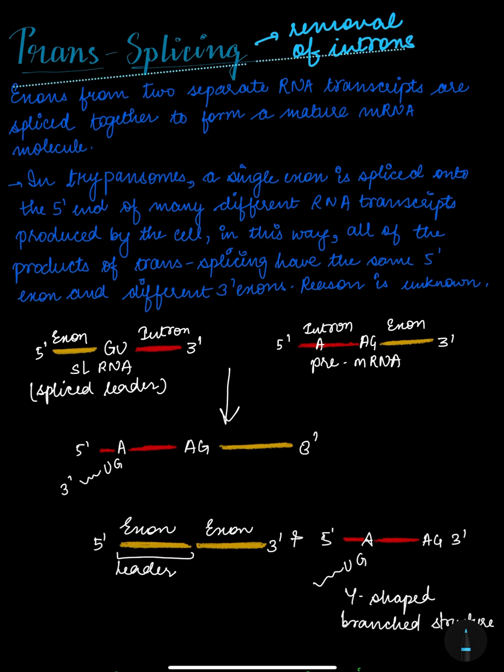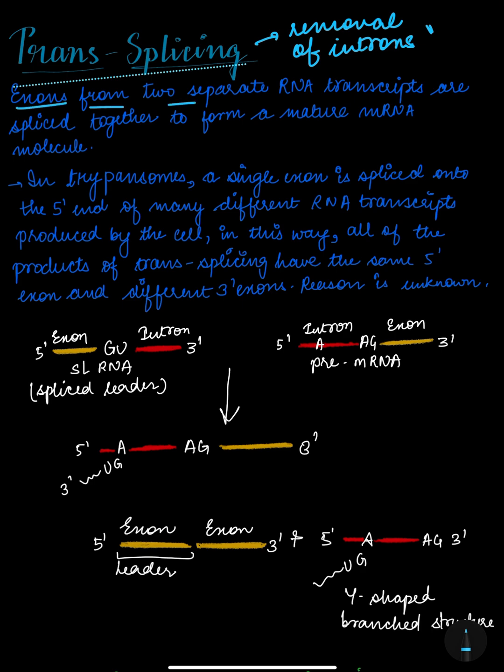Trans, what do you mean by trans? Trans means opposite or different. We say trans configuration in chemistry, we have studied, right? So trans means opposite or different. So here, let's see what is the definition of trans splicing.